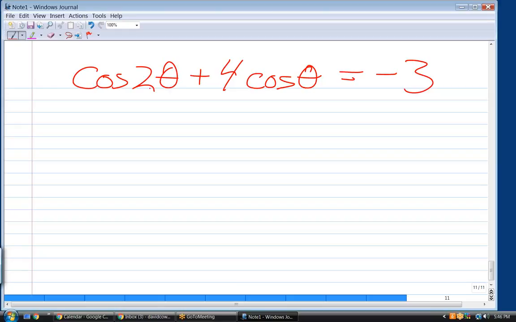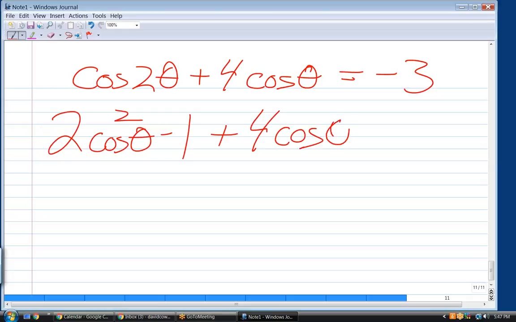I don't want to use cosine squared minus sine squared because then I'll have a sine squared. But if I use the 2 cosine squared theta minus 1, I can cancel out the other cosine, right? Well, now I have a quadratic in cosine, and all I have to do is get everything on one side and factor it. Okay, so let's do that.